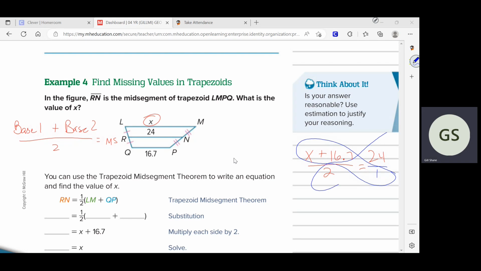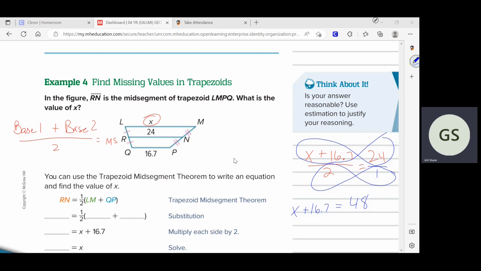or sometimes you kids like to call it the butterfly. Sometimes you call the wrong thing the butterfly method. This would be the butterfly. I'm taking the two diagonal numbers, or two diagonal terms, I should say, and multiplying. So x plus 16.7 times 1 is just x plus 16.7. That equals, so then I set them equal, that's the key, 2 times 24.